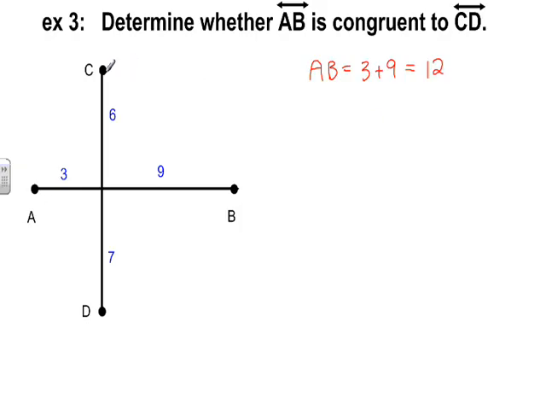CD is done the same way. CD is broken up into 2 segments, and so I have CD is equal to 6 plus 7, that is 13. 12 is not the same thing as 13, so that means that their measures are not the same, which means that they are not congruent. So for my answer, I would write not congruent.